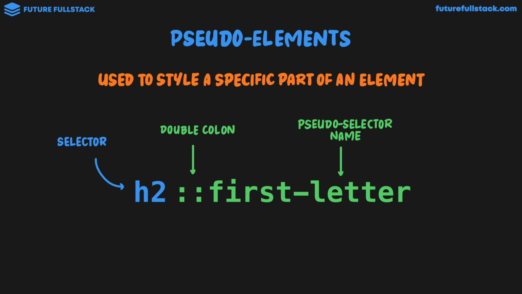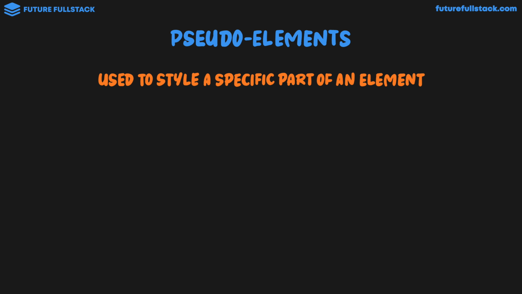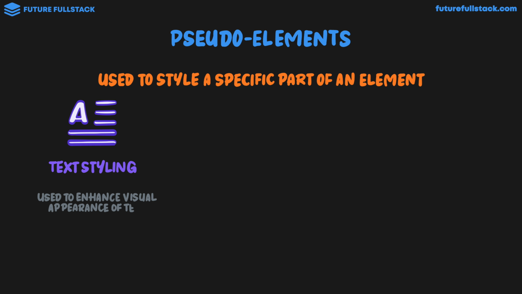So let's now have a look at different pseudo-selectors. The first group of pseudo-selectors have to do with text styling, where they're used to enhance visual appearance of text. The first example of this is the first letter pseudo-element, which, as the name suggests, will target the first letter inside a text element like a heading or paragraph, and this gives us something called a drop cap, which you can see in my image here, where the first letter will be larger than the rest. This kind of styling you'll often see in some publications like books or magazines.